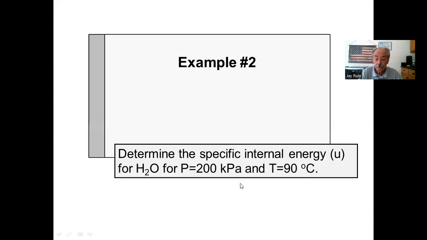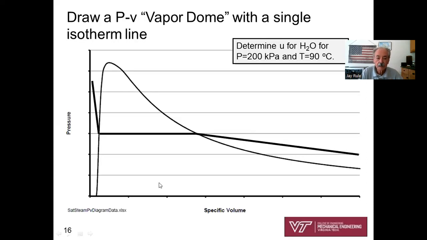Let's go to example 2. It's going to look very familiar. Determine the specific internal energy, U, for H2O at 200 kPa and 90 degrees C. So we've got a different pressure and a different temperature than example 1. We're going to repeat our process. Draw the vapor dome with a single isotherm line. That's our starting point. We're given P and T.